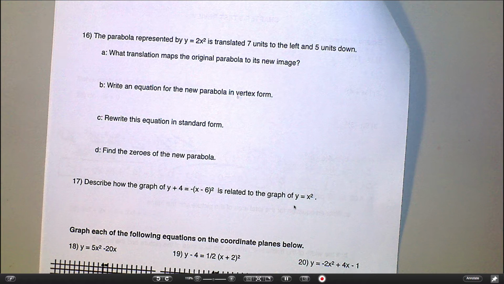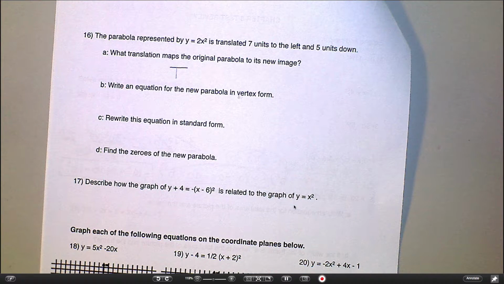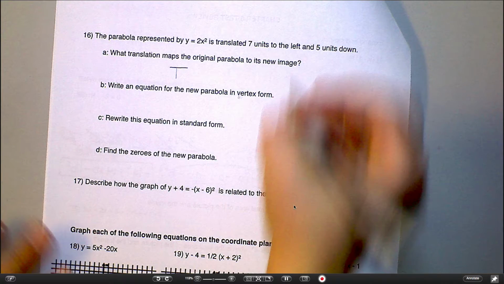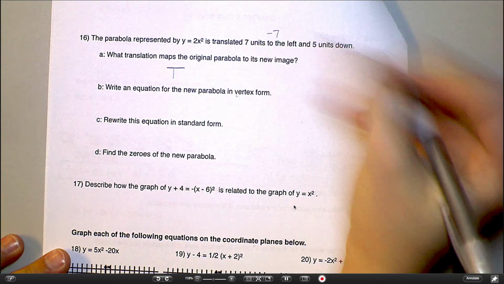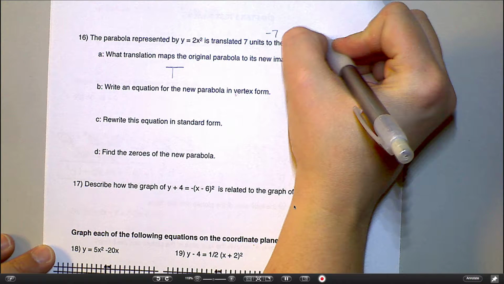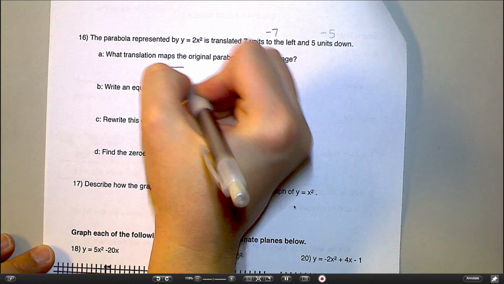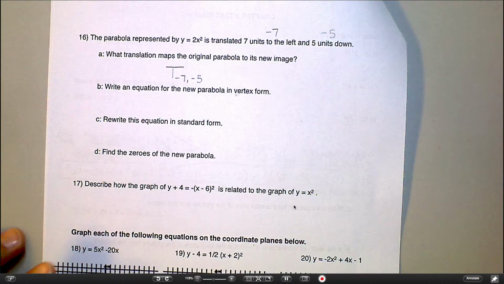Okay? So what translation maps the original parabola to its new image? Remember, to write a translation, we just do a T, and then we tell what it would mean I was doing on the coordinate plane. So 7 to the left would be what kind of 7? That'd be negative 7. And then 5 down would be negative 5. So my translation would be T, negative 7, negative 5.